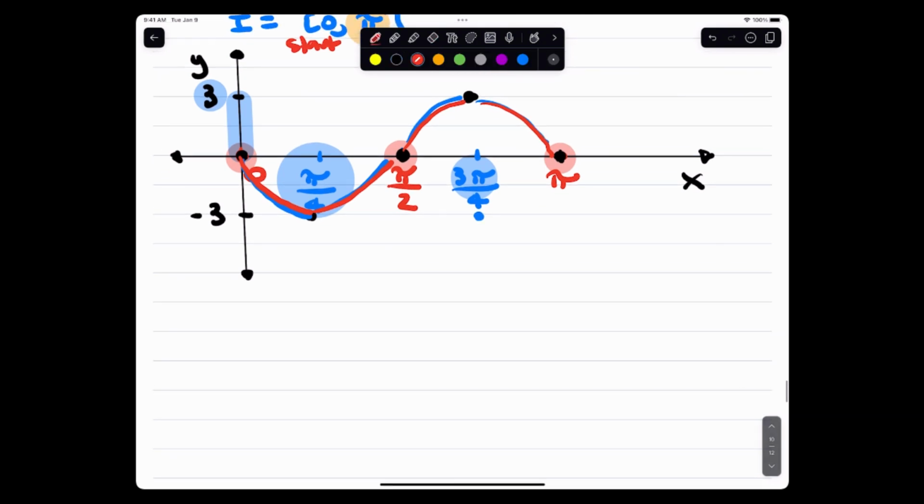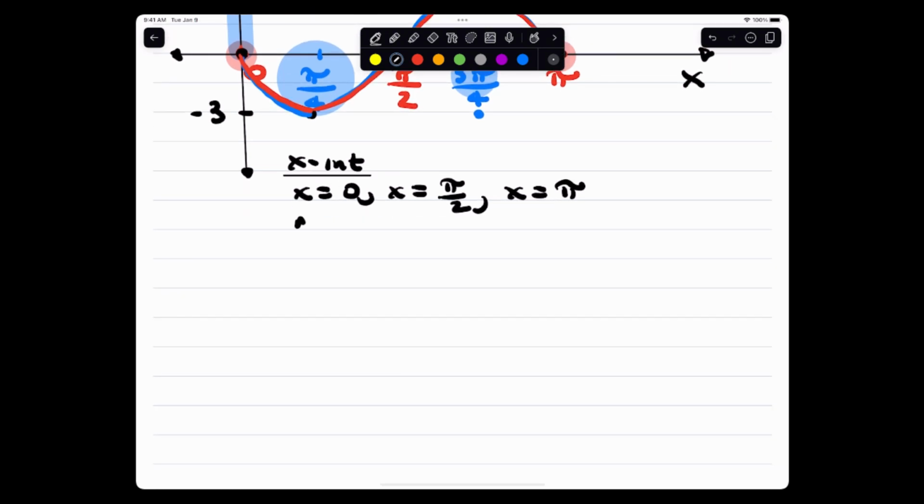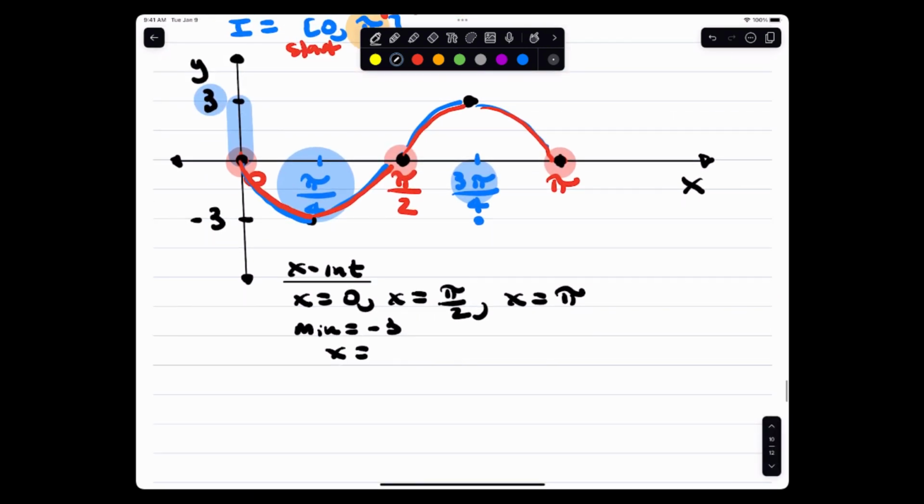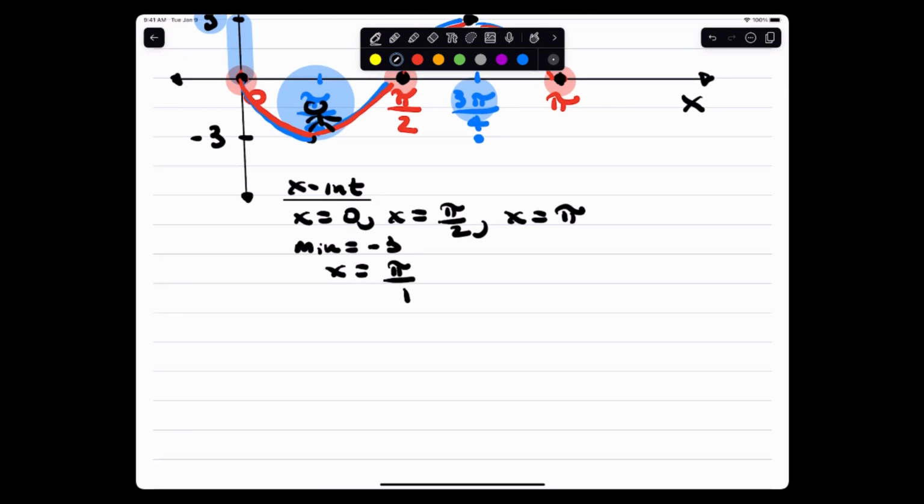Okay, so here's our conclusion. X-intercepts. Where do they happen? X is 0. X is pi over 2. X is pi. Is that true? You guys okay with that? What's your minimum again? It's -3. That happens when X is what now? Pi over 4. You guys see what I'm saying? You're over here. Yes, that's pi over 4.